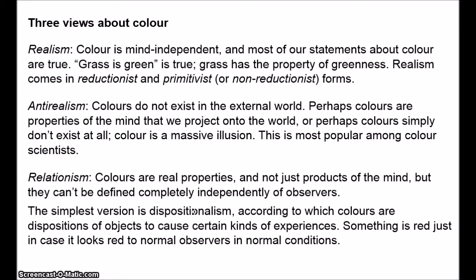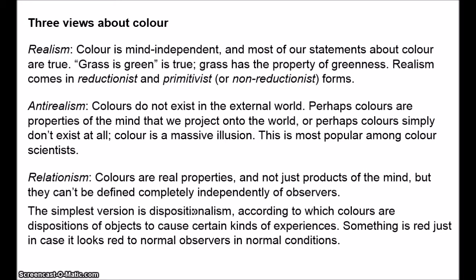So a standard comparison here is to something like poisons. Something is a poison just in case it tends to cause illness when ingested. Poisonousness is a relational property. It's a matter of how a particular substance interacts with an organism. So it depends on that relational interaction between the organism and the substance.